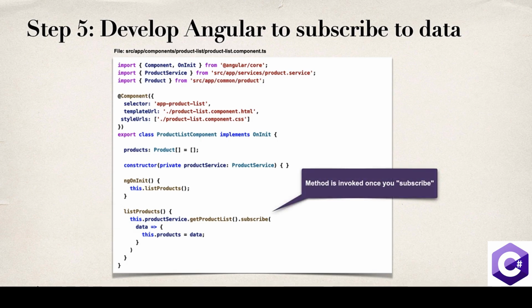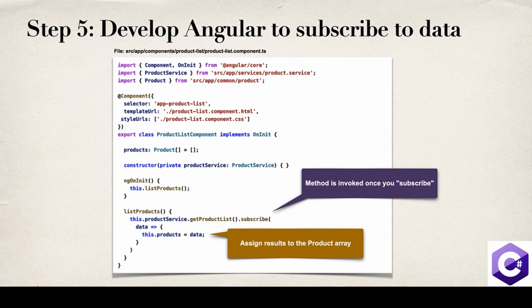So once we subscribe, that'll actually invoke that method, and it's going to invoke the method in an asynchronous fashion. So this method will kind of run in the background. Once all that data has been retrieved or returned, then we assign that data here to our array of products. So here I have this.products equals data. So that's the data that came back from that given service via that REST API.